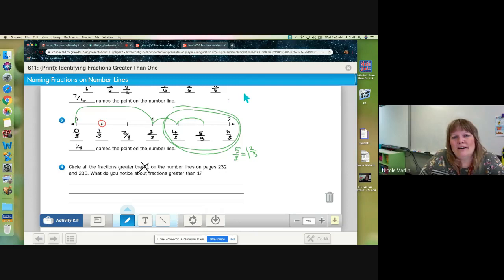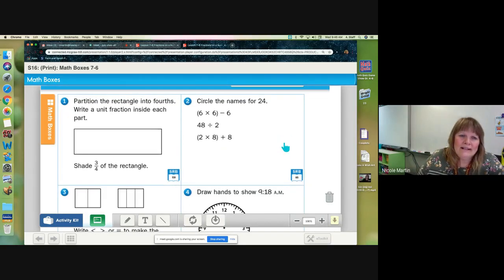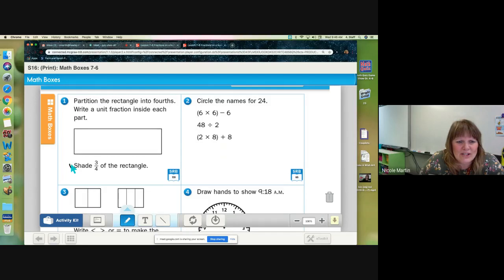Okay, the main part of our lesson today is going to be looking at our math boxes. So let's turn the page and take a peek at today's math box lesson. Number 1, you're going to partition the rectangle into fourths, and you're going to write a fraction inside each part. And then don't forget the bottom piece down here. We're going to shade 3/4 of the rectangle. So you're making it into fourths, writing the fraction inside, and then shading 3 of the 4 pieces.